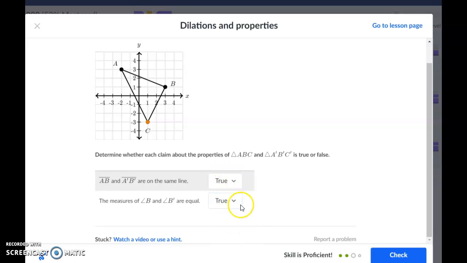Alright, so both of these are true. Something's wrong. Oh, why did I mark true on this? This is definitely false. I just said that that was false. These are not on the same line because our triangle that's being dilated would be above this. So I marked this true, but actually it was false.